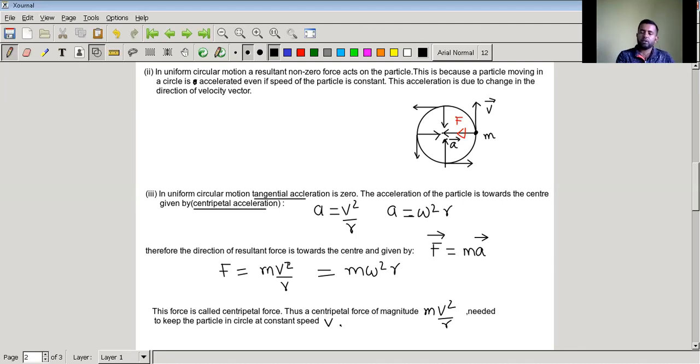So whenever anything goes in uniform circular motion like this, we'll take some examples, then you need a non-zero force in this direction so that it can go in a circle. Fine. Now, this is also called centripetal force, centripetal force or centripetal acceleration. Centripetal means center seeking. Okay, so this word means center seeking.